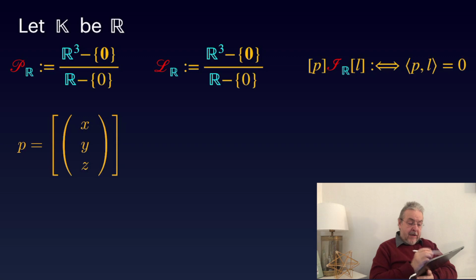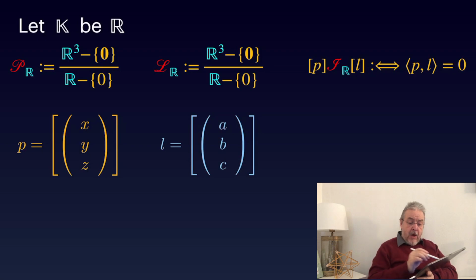So in our situation for the real numbers, now x, y, and z are real numbers. So we have a real three-dimensional vector pointing into some direction, and we consider the equivalence class of all the vectors pointing into the same direction, and we call this a point. Similarly, we call a line also a three-dimensional vector, and I distinguish the variables. I take x, y, and z for the point's coordinates, and a, b, and c for the line coordinates, and also here we identify scalar multiples.